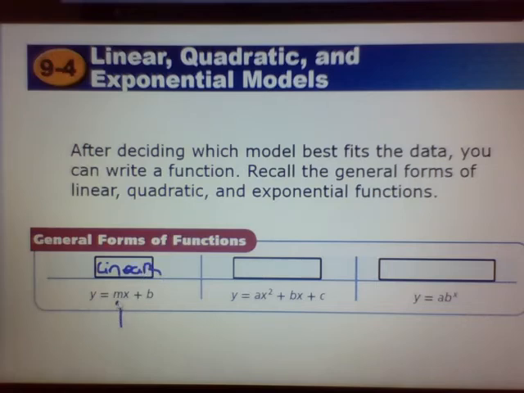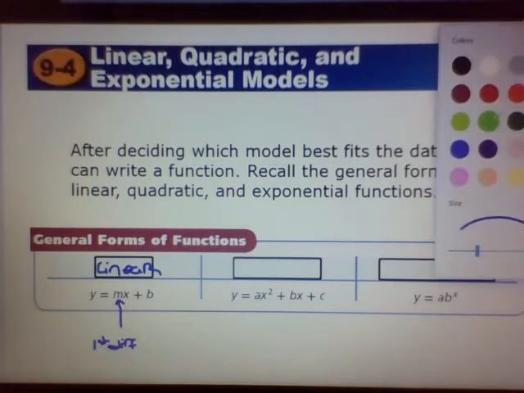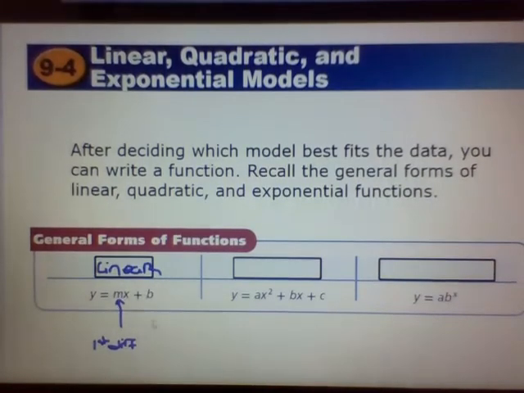Your m is actually what we're going to call our first difference. So once you find out what your first difference is, that number that's added or subtracted a bunch of times, we can go ahead and plug that in. The next piece, looking at our data, is the b value. And the b value is actually going to come when the coordinate is 0 and then has a number. So whatever that number happens to be, we can plug in for the b.